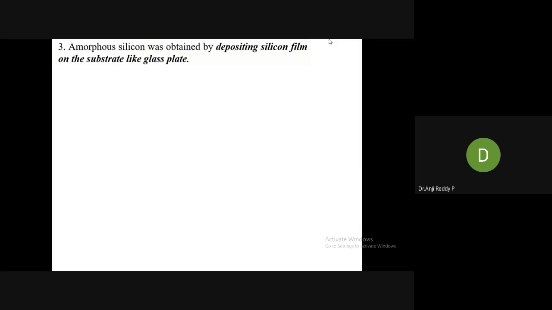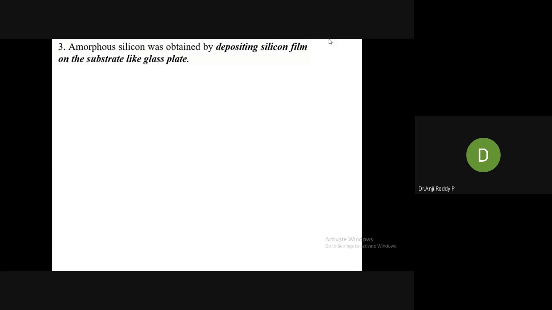What is the meaning of crystalline material? Crystalline material has a regular arrangement of atoms. Right, very good. There is a regular periodic arrangement of atoms. Okay, that is crystalline silicon. Then what is the meaning of amorphous silicon? Exactly opposite. There is no regular periodic arrangement of atoms in amorphous silicon.